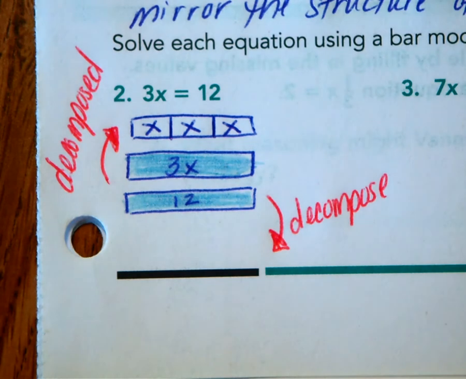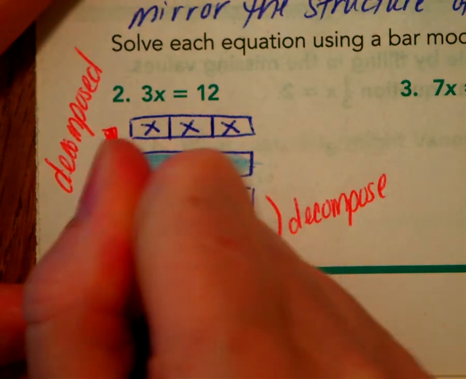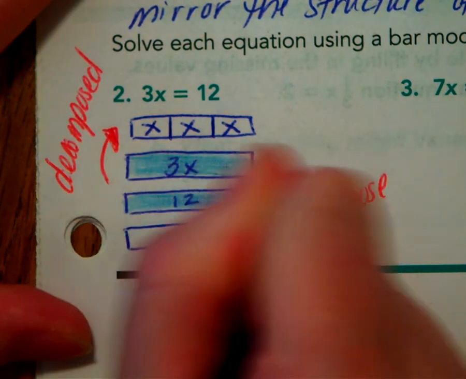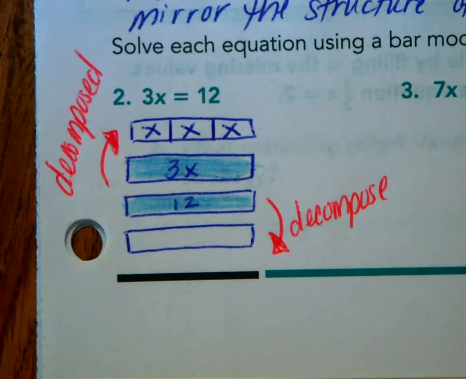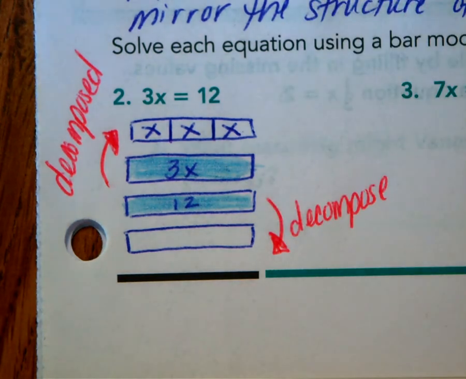So think about what your next bar is going to look like. What is it going to look like? Again, the bar itself is equal size to the original bars. From this step to this step, you chopped your bar up into 3 parts because you wanted x to live alone. So essentially, you divided 3x into 3 parts. Well, now I need to divide 12 into 3 equal parts.